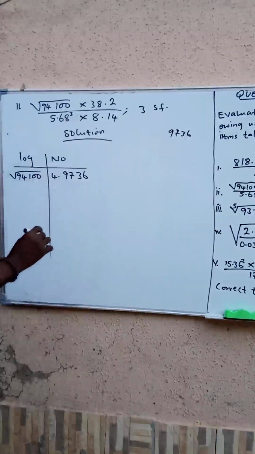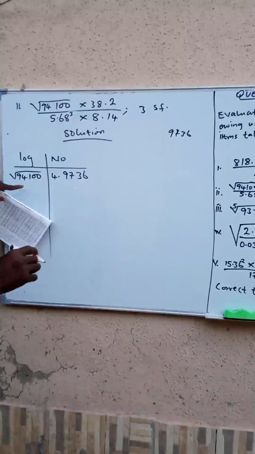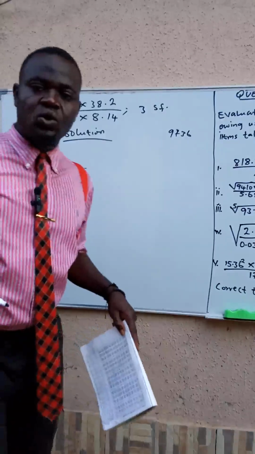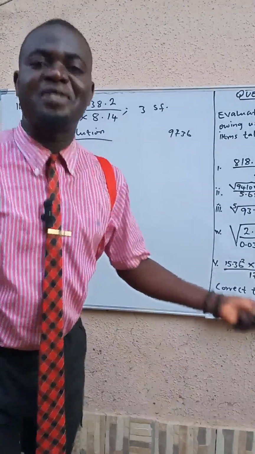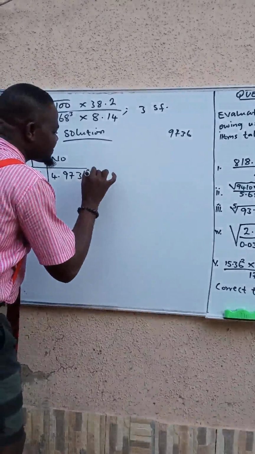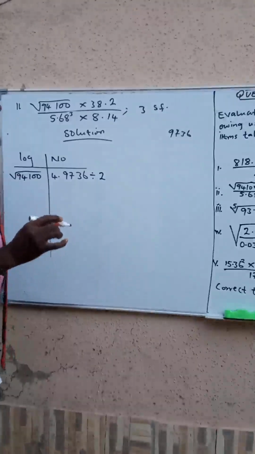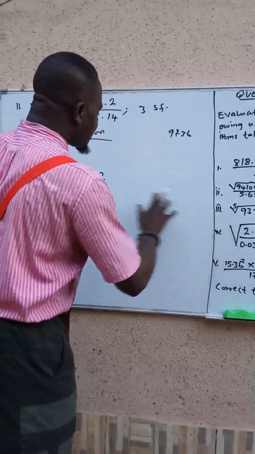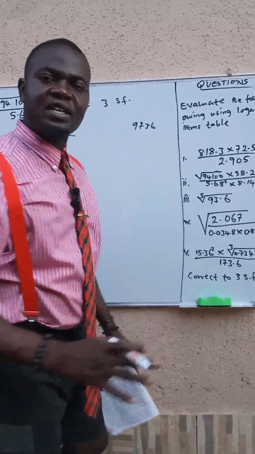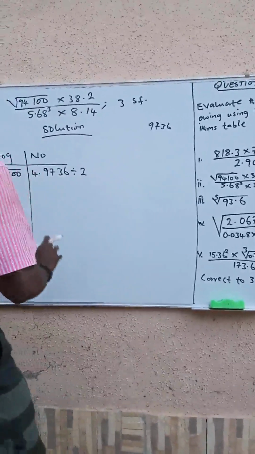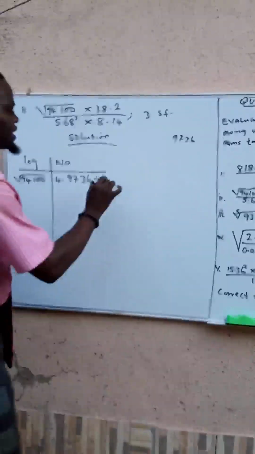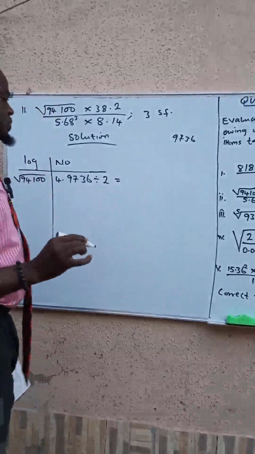Now, they're telling me that this thing is square root. And if it is square root, what I would do is to divide it. So I'll now say, okay, divide by 2. If it's fifth root like this one, I'll divide it by 5. If it's cube root like this one, I'll divide it by 3. Now, since they have told me this, I have to divide it. Then I say equal to.